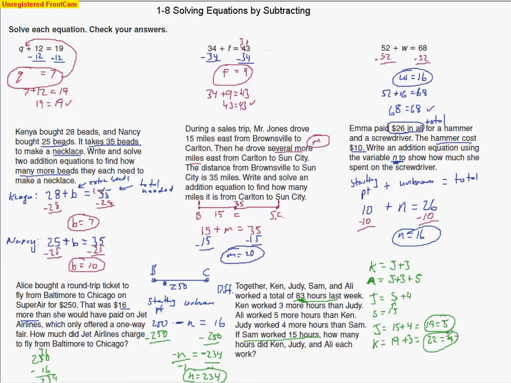And then the last one, Allie. Well, Allie worked Ken's amount, which was J plus 3, so we know that was 22, plus an extra 5 hours. So we add those numbers up, and that gives us 27, and that was Allie's amount. So we wrote an expression for each of the unknowns, and then once we got to the second to last sentence, they told us what Sam's amount was, and we were able to substitute that amount and then substitute further to be able to find the others.